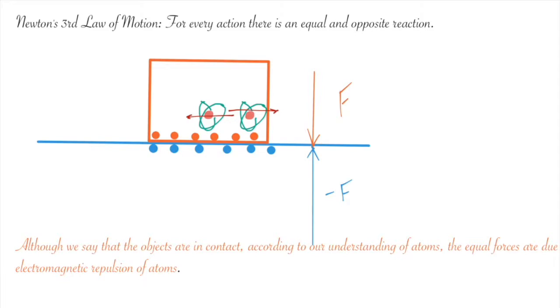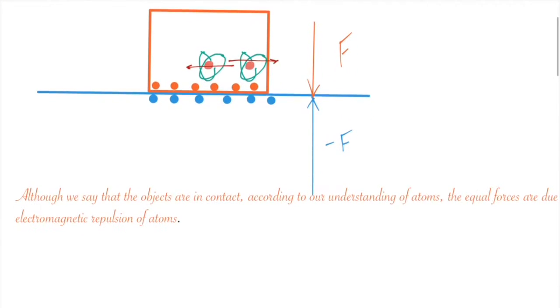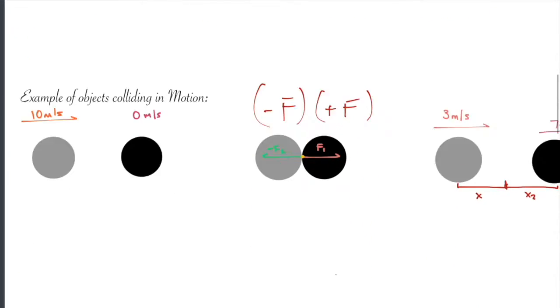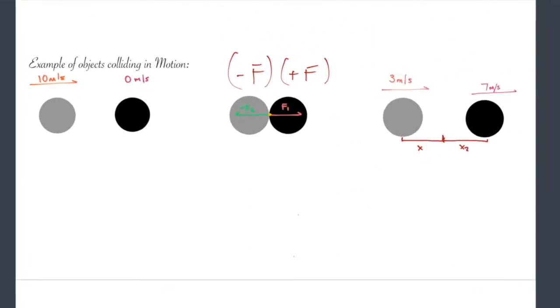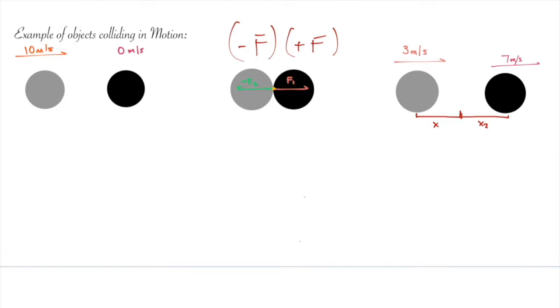So when we say that objects are pushing on one another, what they're really doing is repelling at the atomic level, but we say that they're touching because it's just easier to understand that way. Gravitational force is a different field, and the Earth exerts a force on us that is equal to the force that we exert on the Earth. That's all part of the balance of the universe, and we're going to discuss that a little later in the course. But now let's move on to an example of objects in motion.